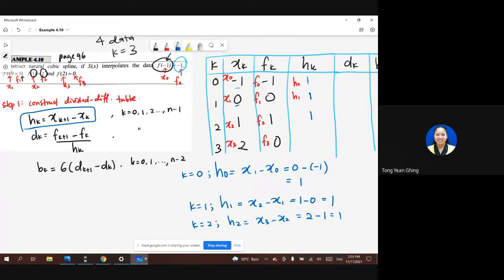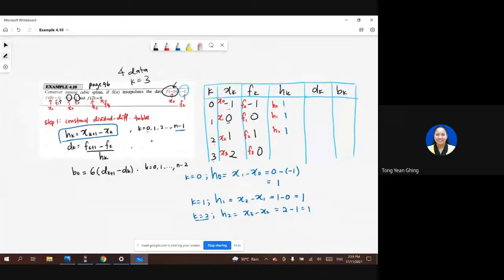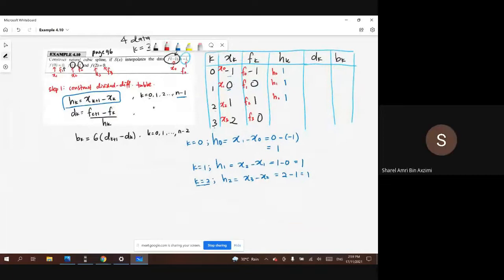Because here we do it from K equal to 0 until N minus 1. N is 3, so only up to 2. K equal to 2 only. So here, done. So this is the value of H2. Everything okay? Everything okay? Okay, too fast? Can be faster? Or what? Can be more fast, is it?